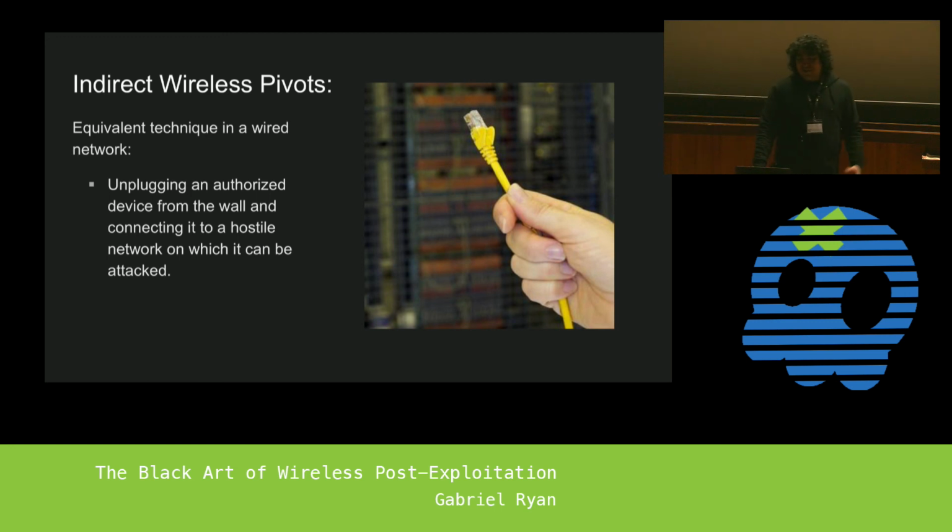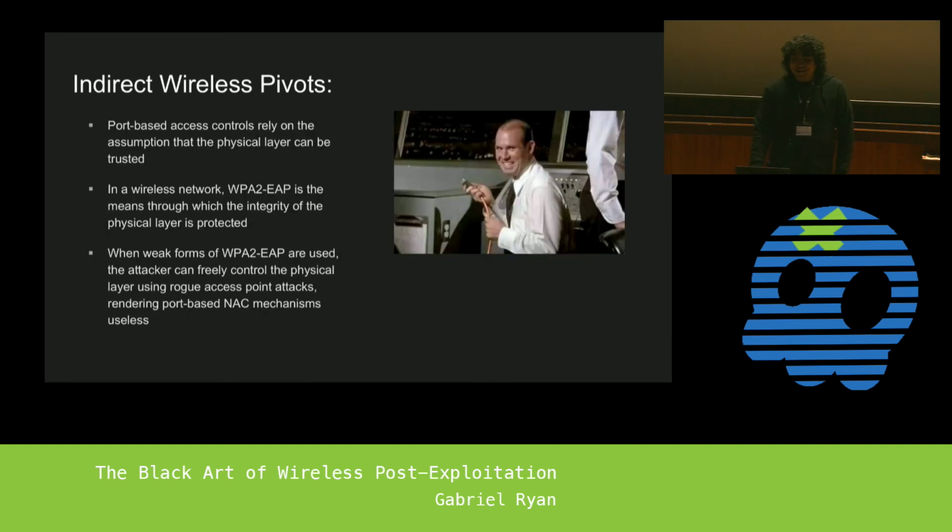Yeah, the equivalent technique would be literally unplugging a device from the wall and connecting to a hostile network on which you can attack it. The reason this attack works is that port-based access controls rely on the assumption that the physical layer is something you can trust. In a wireless network, though, the only means you have of trusting the physical layer is your WPA2. So if you're using a weak form of EAP to provide access to that WPA2, that trust in the physical layer is basically shattered, which allows attackers to control the physical layer using rogue AP attacks, which renders port-based NAC mechanisms useless.